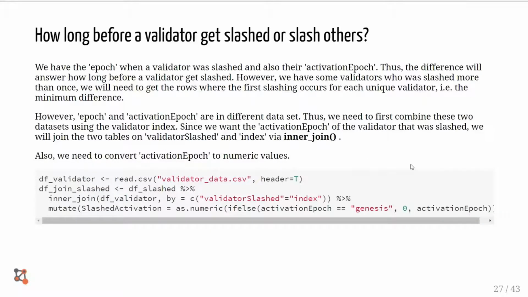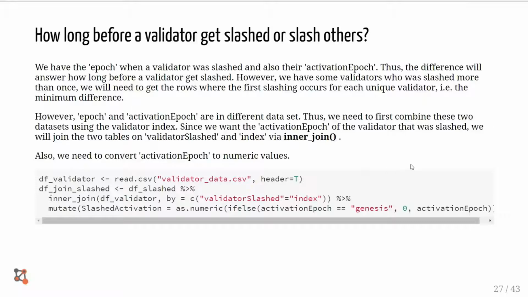We have the epoch when a validator was slashed and also their activation epoch. Therefore, the difference will answer how long before a validator gets slashed. However, we have validators who were slashed more than once. We will need to get the rows where the first slashing occurs for each unique validator.